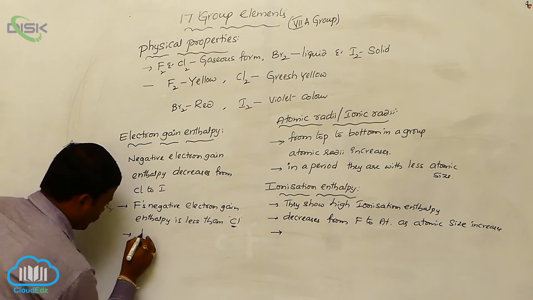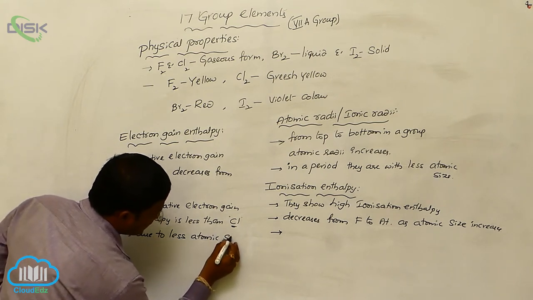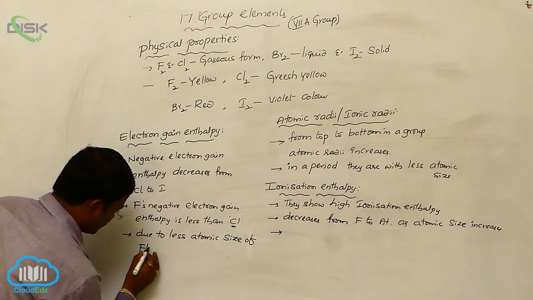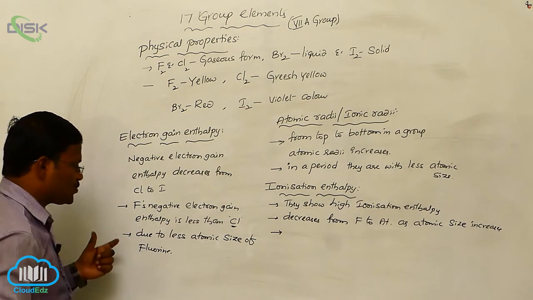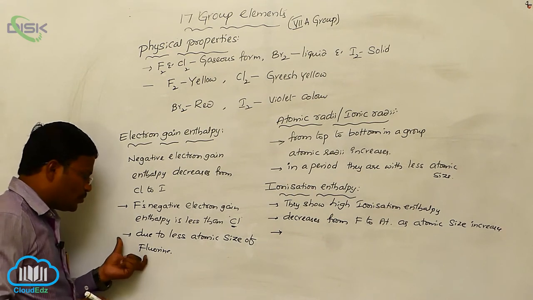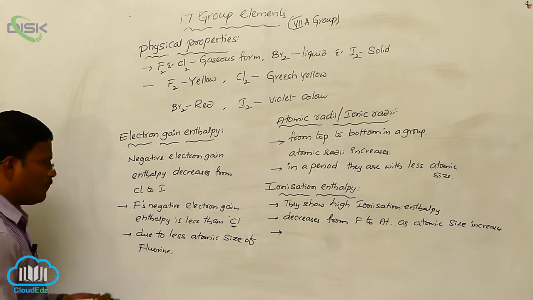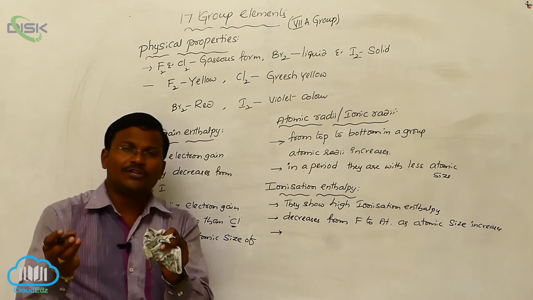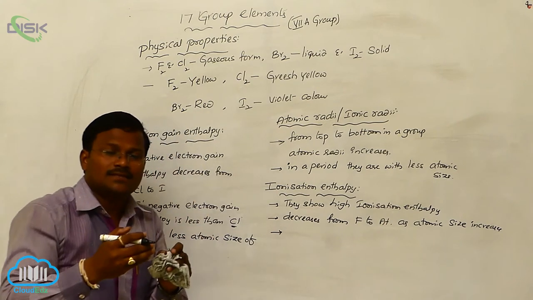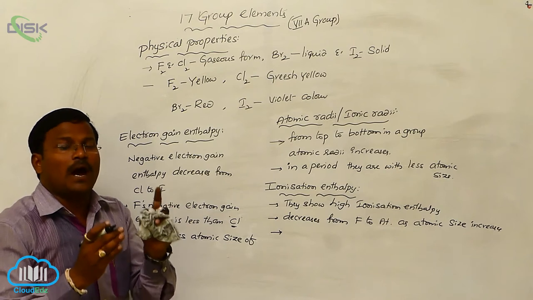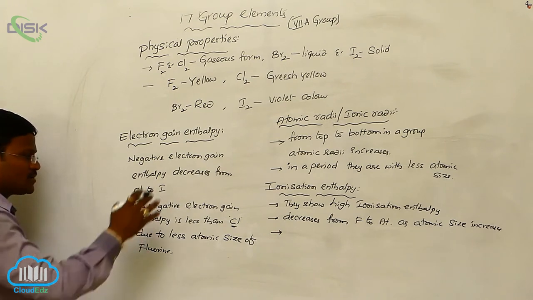This is because of the small atomic size of fluorine. When compared to all the elements in the periodic table, the only element which shows a very small atomic size is fluorine. So due to its small atomic size, fluorine's negative electron gain enthalpy is less than chlorine's, because when the atomic size decreases, while we add a new electron into the outermost orbit, there is negligible consideration of the positive charge of the nucleus on that electron. This is the reason why fluorine's negative electron gain enthalpy value is always less than chlorine's.